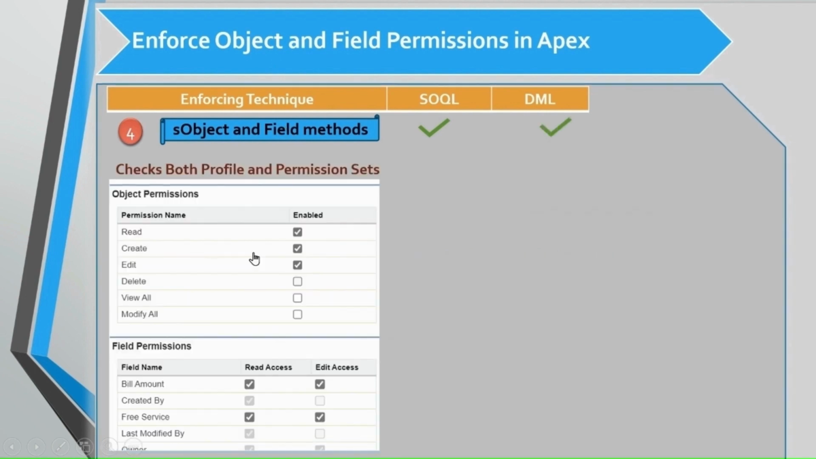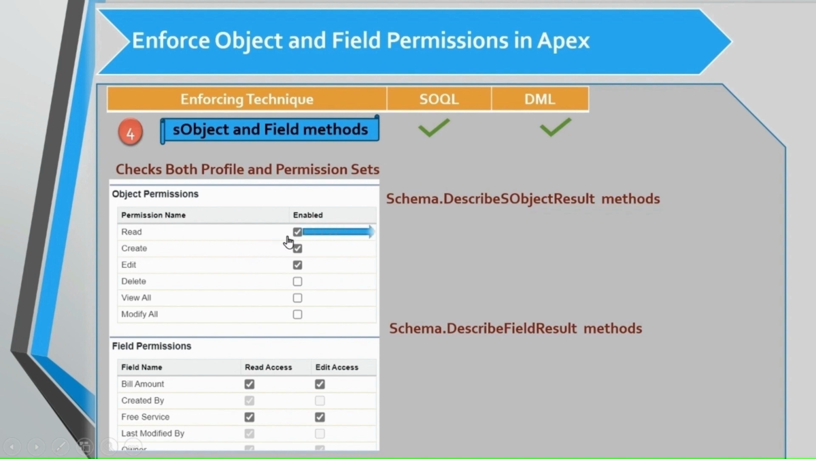For example, whether the user has the object level permissions or not, we can make use of the describe sObject result methods, and to find out the field level accesses, we can make use of the describe field result methods. Suppose we want to find whether the current user has the read permission on the given object, then we can use this Schema.sObjectType.objectName.isAccessible.